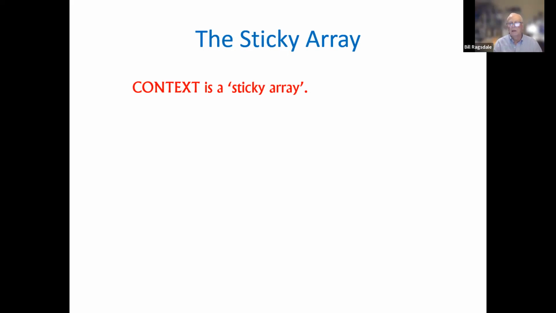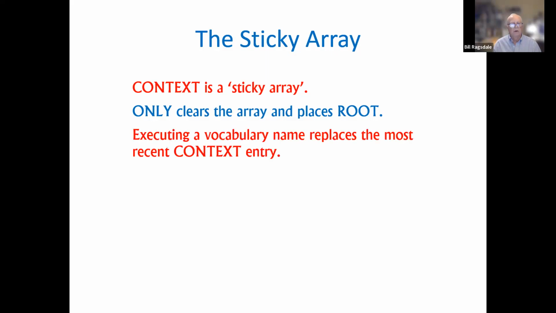So how is the context array set up? Well, it's what I call a sticky array. It's not really a stack. It has some of the attributes of a stack, but it really is not a stack. The word only clears the array area. In 132.4, this array can handle up to 31 vocabularies. So only clears the area and places root at the root of that particular list. And remember, we'll see later, inside root, the only word of interest is the word 4th. So if we say only 4th, then 4th will then become the active vocabulary word.